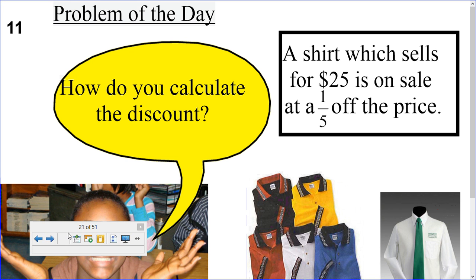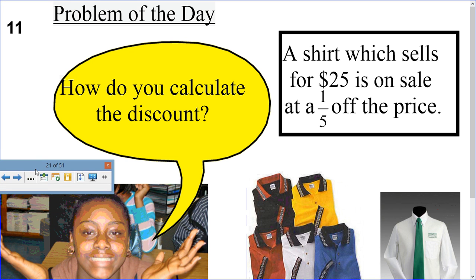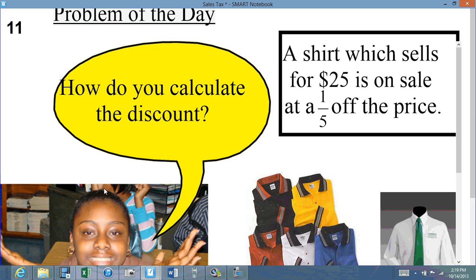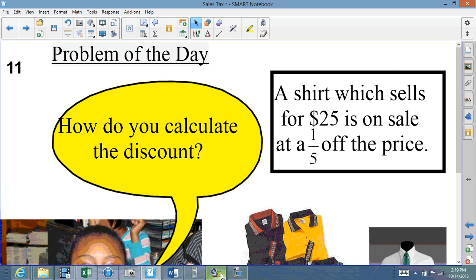Here's another question that I think is pretty good. Autumn wants to know, how do you calculate the discount? Here we have a shirt that sells for $25 is on sale at 1/5 off the price. So how would you calculate the discount? So those are pretty good questions. So take your time, go slow.